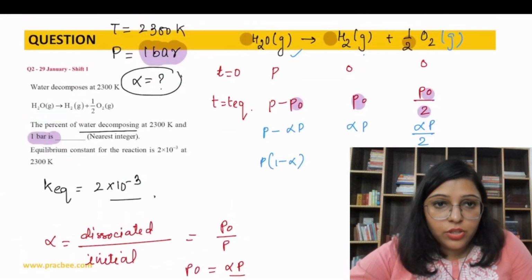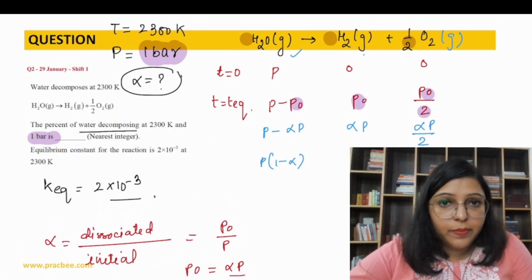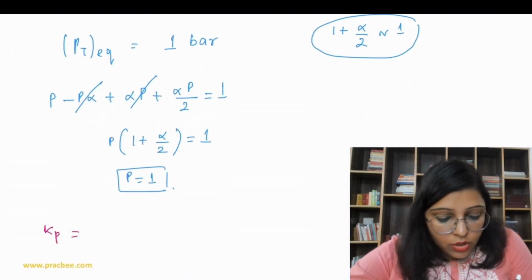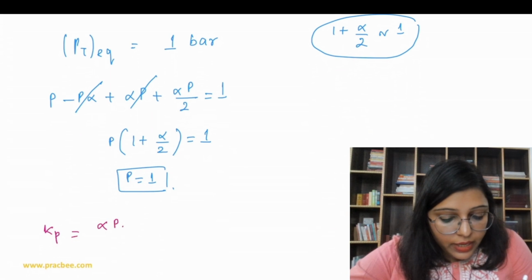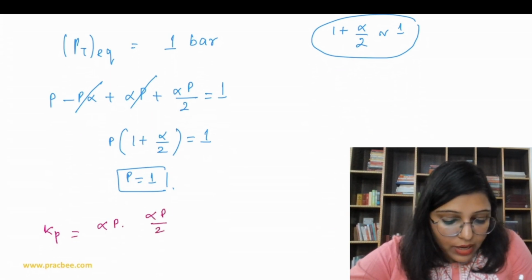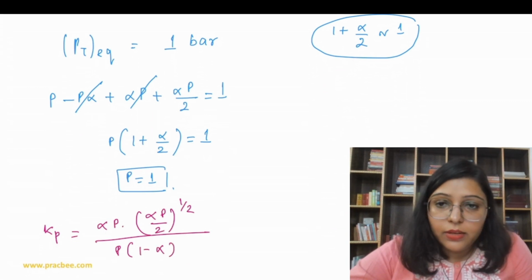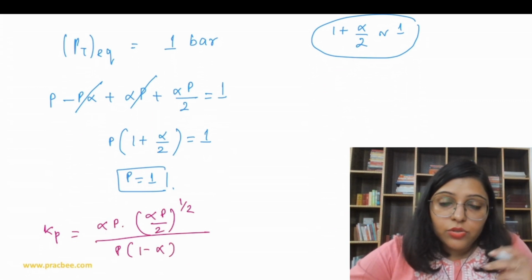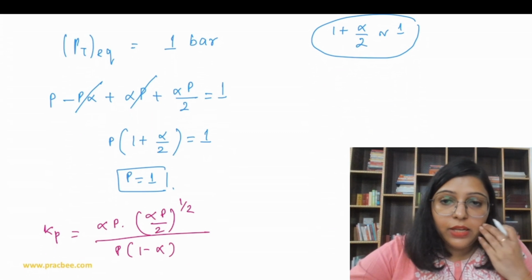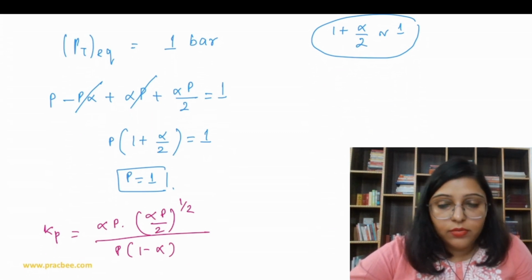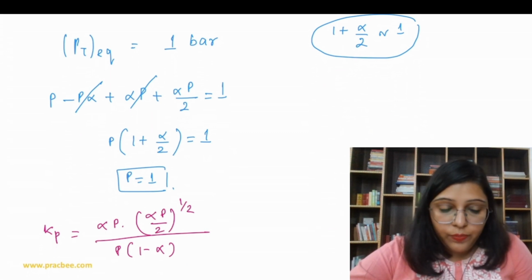H2 का pressure, O2 का pressure divided by H2O gas का pressure. So we write alpha P, then we have alpha P by 2 half, and then we have P 1 minus alpha. Clear? 1 minus alpha. So in place of P, in place of V, what we can write? In place of P, what we can write? 1. We can write 1.